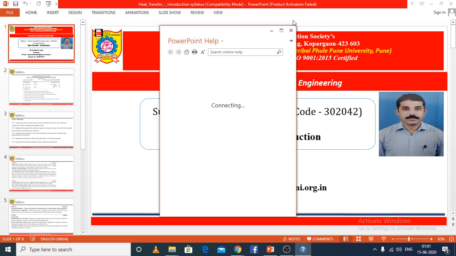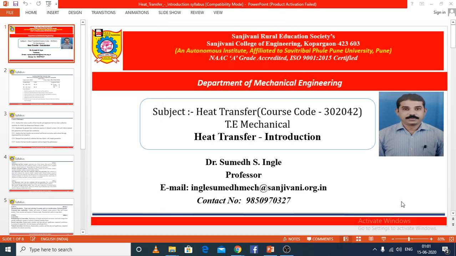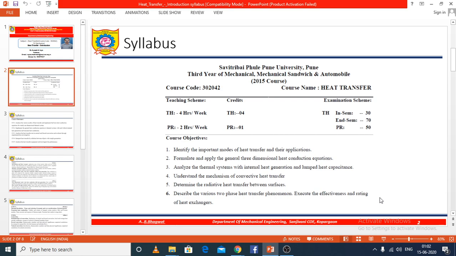Hello everybody. Today we will discuss the subject heat transfer, its syllabus, its contents, its course objectives, and course outcomes. First of all, let's discuss the weightage of this subject. The total weightage of the subject is 150 marks: for INSEM 30 marks, ENDSEM 70 marks, and for practical 50 marks.